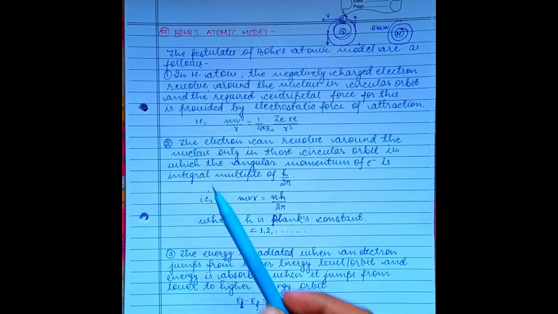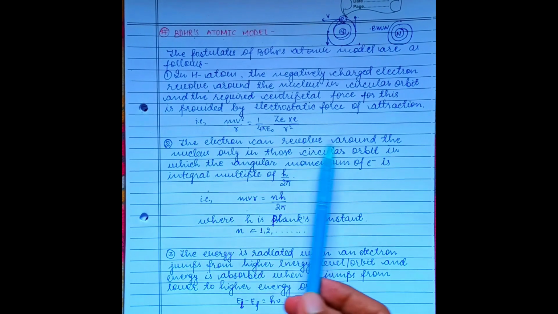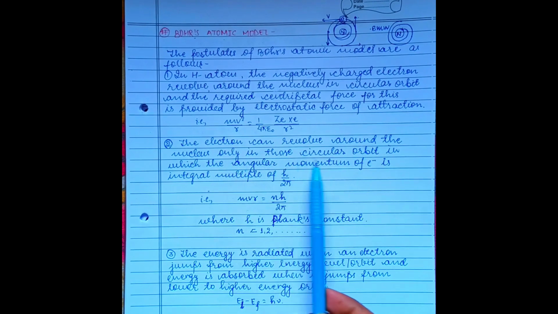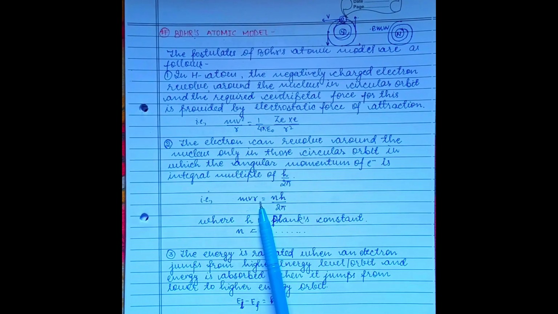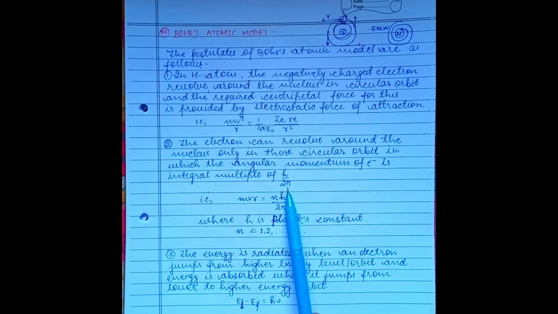And in the second postulate, he described that every electron can revolve around the nucleus only in those circular orbits in which the angular momentum, that is mvr, is always an integral multiple of h upon 2 pi.